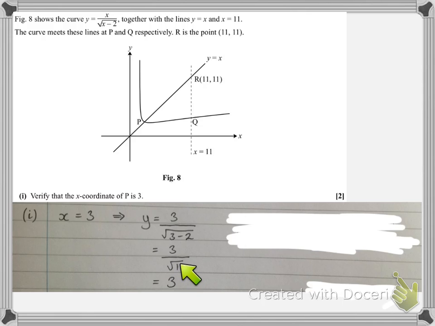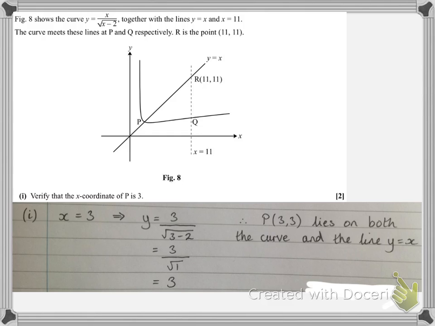We haven't done y squared equals something and taken a square root to get y equals, which would lead us to a plus or minus. We're just using the definition we were given of y, which involves the square root, so that's got to mean the positive square root. So it's worth also making clear what we found then. P, the point (3, 3), lies on both the curve and the line y equals x.